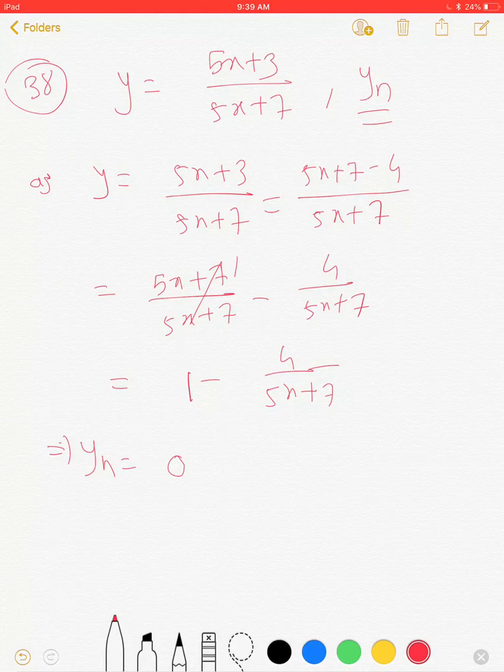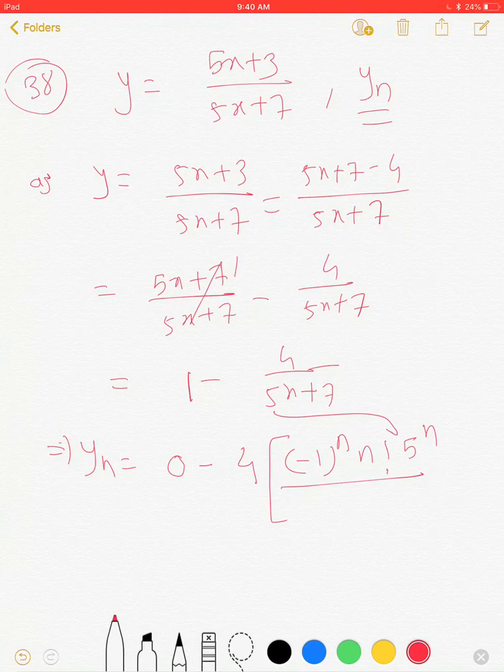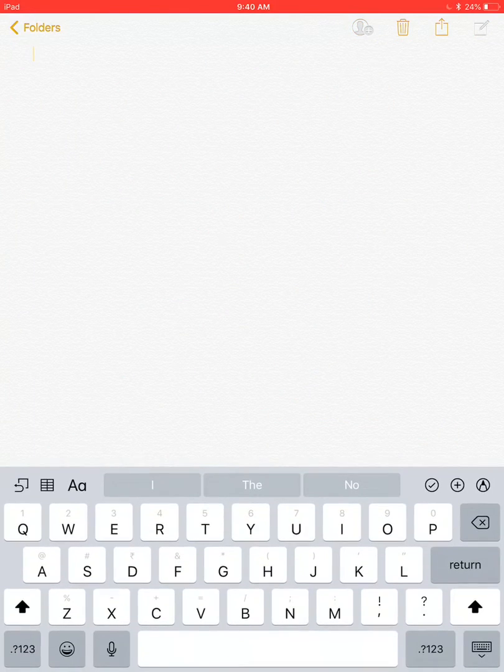The nth derivative of 1 is 0, 4 is constant, and this is minus 1 raised to the n into n factorial into 5 raised to the n, because the value of a is 5, and the denominator is the same, that is ax plus b raised to the n plus 1. So this is the nth derivative. Next question, that is question number 39.